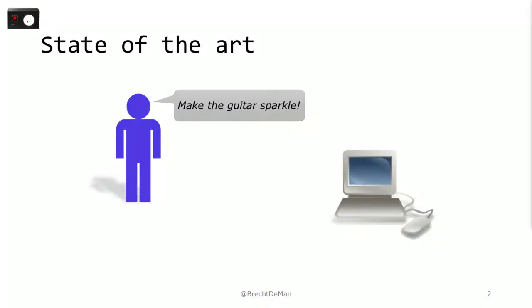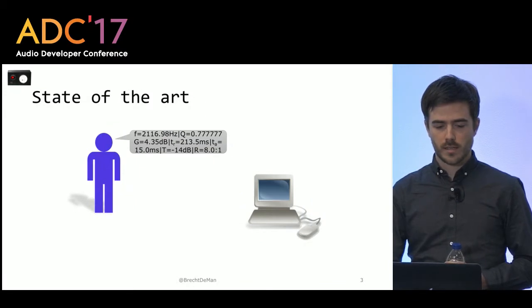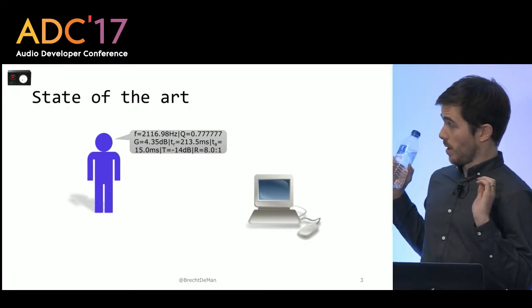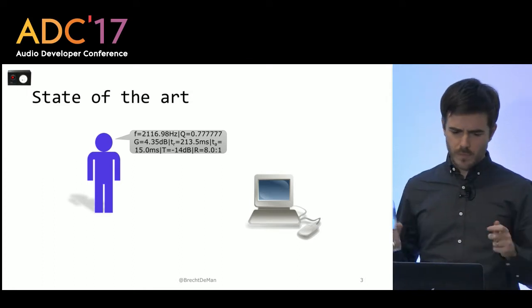You can tell your computer, make the guitar sparkle, and with speech recognition, it will even be able to parse that from speech, but unfortunately at this point it's not going to be able to do anything with that yet. Instead, the state of the art is as follows. You need to list a number of very esoteric parameters with very detailed values, and then if you're an expert or just really, really lucky, you'll be able to make this guitar sparkle in effect.